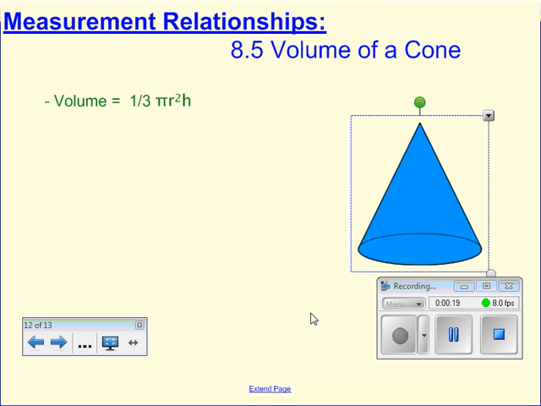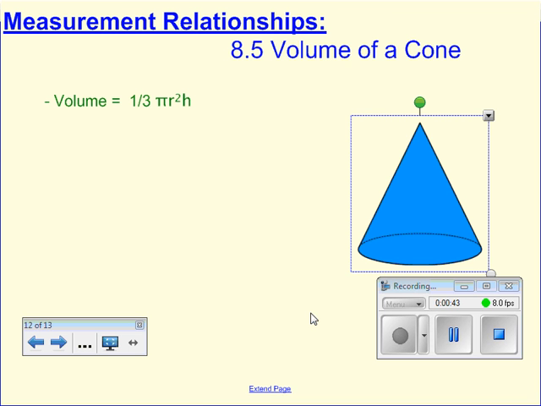In a cone, very similarly to a pyramid, it has a volume that is 1/3. In this case, the volume of a cone is 1/3 that of a cylinder. So its total volume is equal to 1/3 pi r squared times h, h being the height and r being its radius.